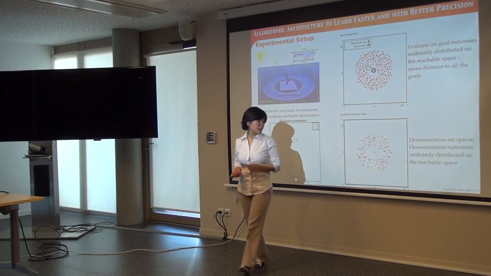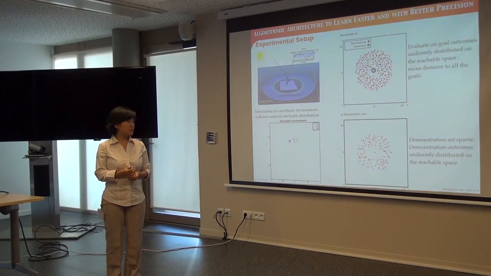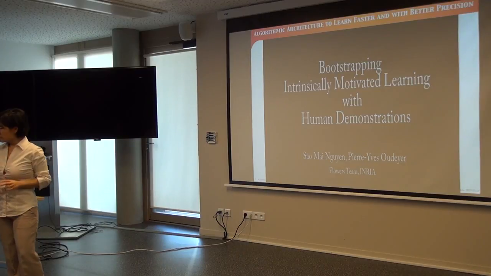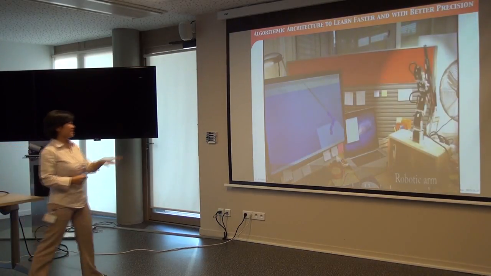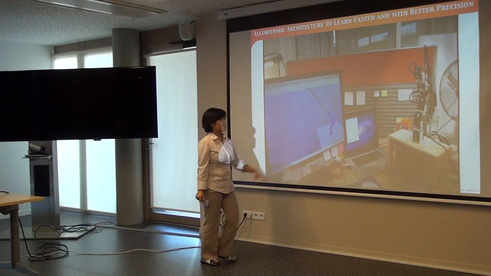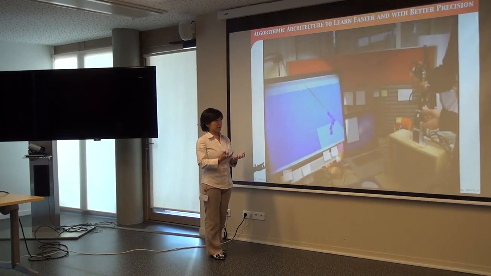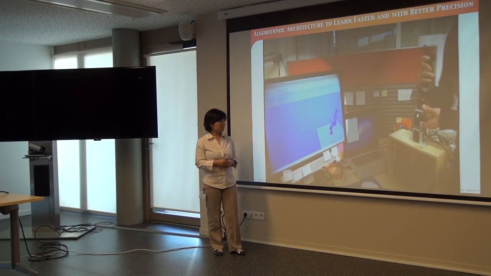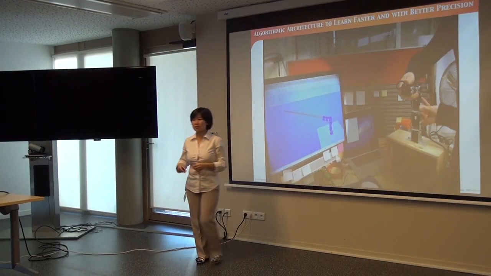So the demonstration set is sparse and is meant to be somehow uniformly distributed on the virtual space. The demonstrations were given by kinesthetic, so you have the simulation environment and the real robot here. And so a human person can use the robot to control what is going on in this simulator, and then see which outcome is reached by the policy that was demonstrated.